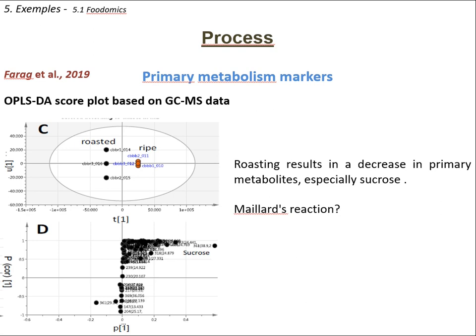Then you have an OPLS-DA to distinguish between roasted and ripe fruits. The roasting results in a decrease in primary metabolites, especially sucrose. So it's also a marker of roasting. It could be due to the Maillard reaction that involves sugars and amino acids during the roasting process.